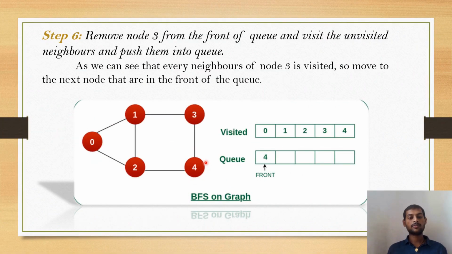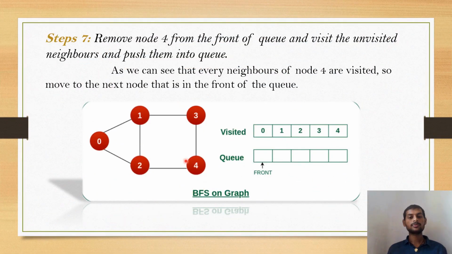Again we come to 4, and 3 and 2 are adjacent nodes to this 4, but 2 and 3 are already visited, so it doesn't push any value into the queue. Simply the fourth node is popped from the queue. By this we displayed all the nodes which are present in the graph, so the queue becomes empty.